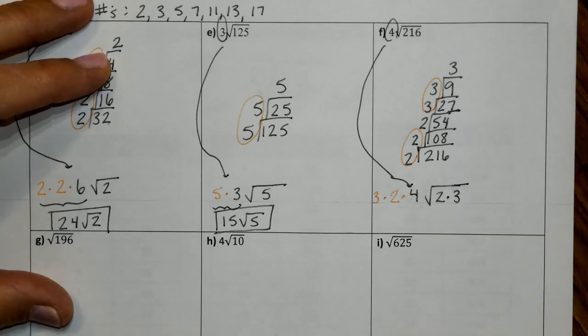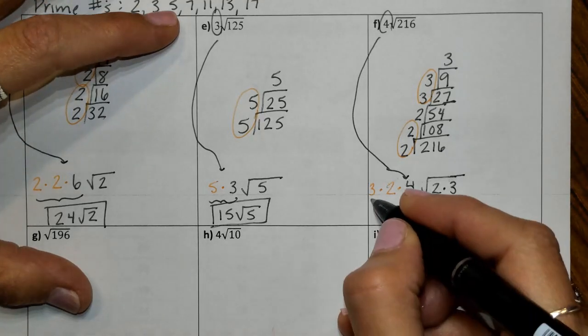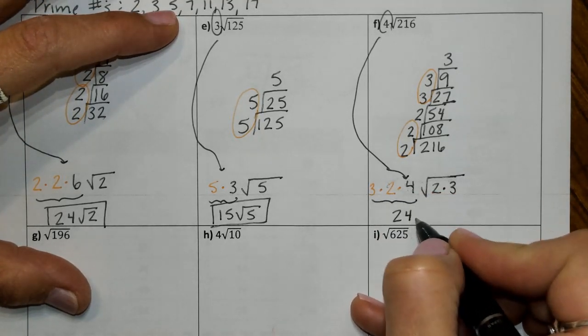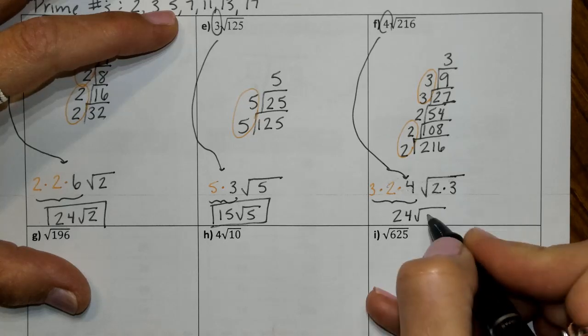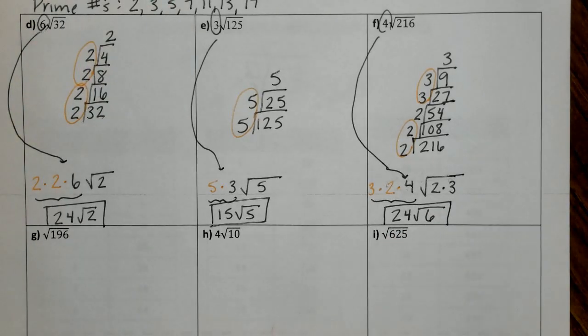Rule is everything inside multiplies, everything outside multiplies. So 3 times 2 times 4 is going to give us 24. Square root of 2 times 3 is 6. Another thing is getting used to which numbers are already simplified, like the square root of 6. If you have square root of 6, you don't have to go simplify that later.